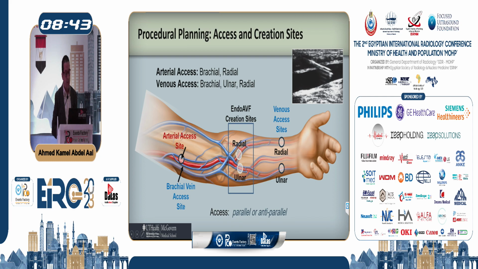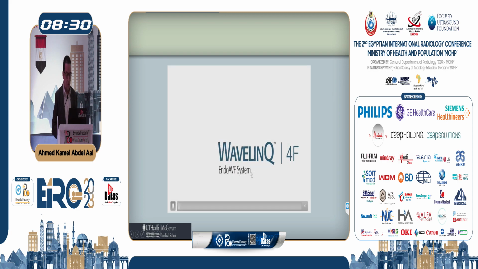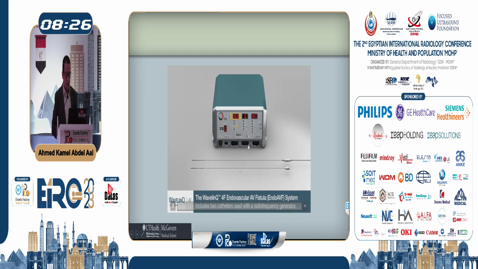So for this to happen, you can access both the artery and the vein at the brachial side, but you can also do radial or ulnar access. It's just a diagrammatic video here to show you how it works. I'm going to skip this for the interest of time.